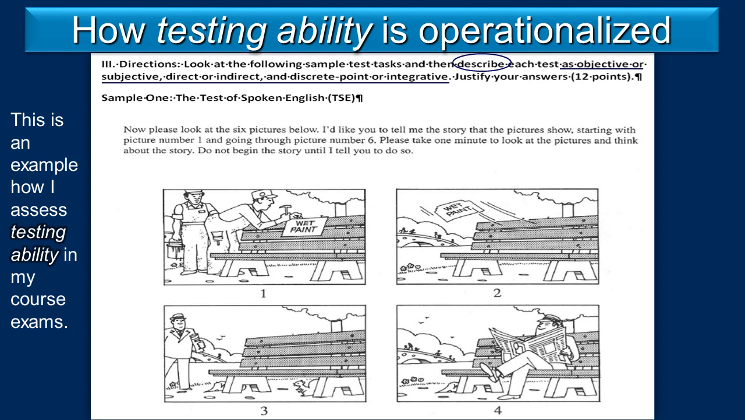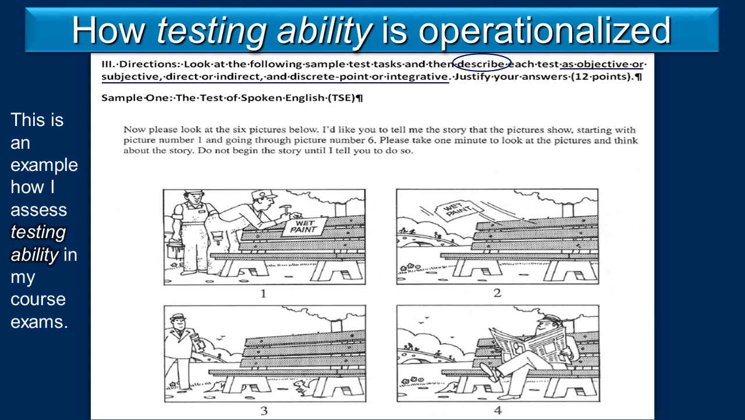Concerning the distinction between direct or indirect tasks, we can see, of course, that the task is asking test takers to tell a story. So the question that we need to ask is, is telling a story part of real language use? Do we tell stories in real life? And of course, the answer is yes. So in this case, we can say that the task is direct because it requires from the test taker the same kind of activity that they would do in real life. So the task is direct.